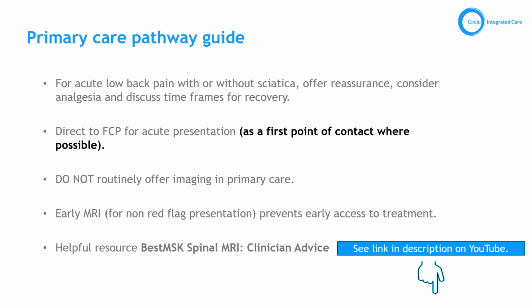Common acute low back pain with muscle spasm plus or minus nerve irritation can self-resolve within 2 to 6 weeks and up to a few months, so does not require early MRI imaging. Early MRI for non-red flag presentation prevents early access to treatment. This can delay recovery, increase chronicity, and can cause more harmful effects to patients' beliefs and expectations.